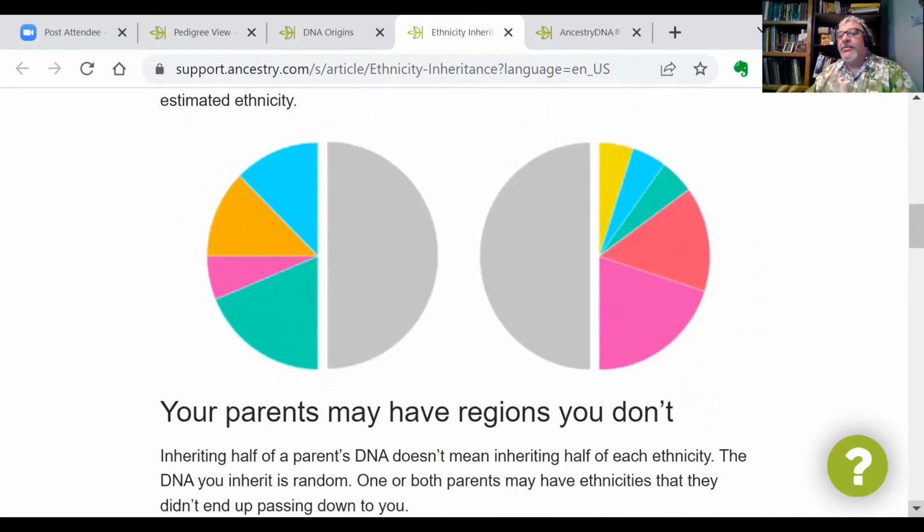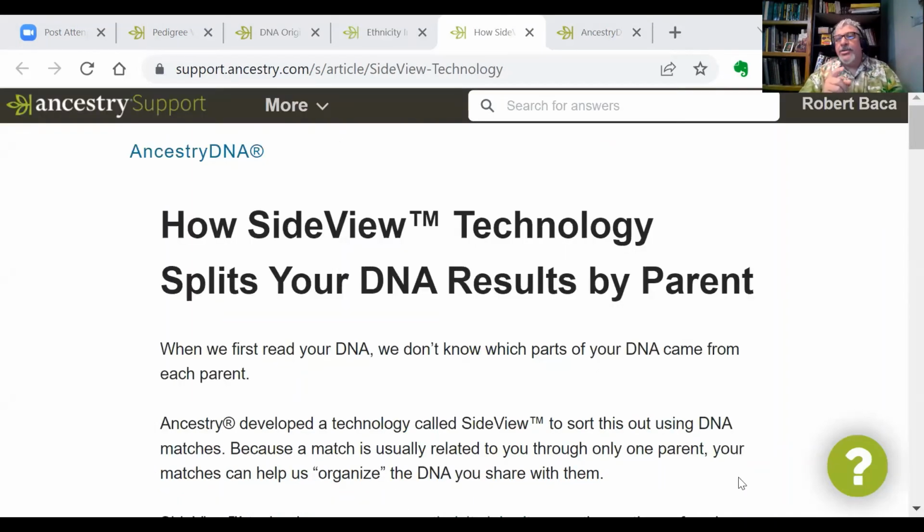So again, you might not get certain parts of your parents' ethnicity, and they may not get certain parts of their parents' ethnicity, et cetera. So these are just estimates. They could be way off, and it's really hard to figure out where everything's coming from. Again, this is from the Ancestry DNA website.